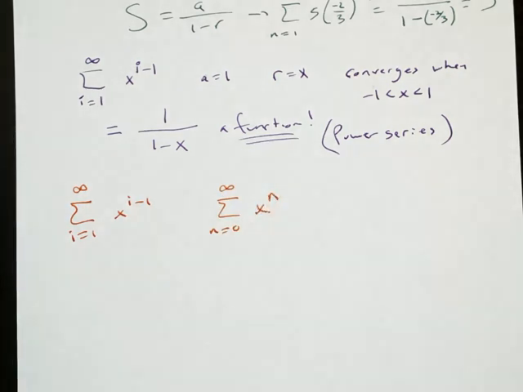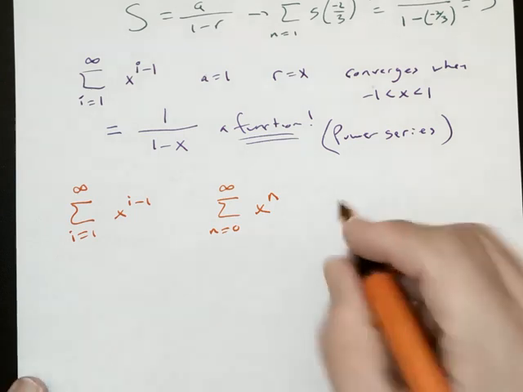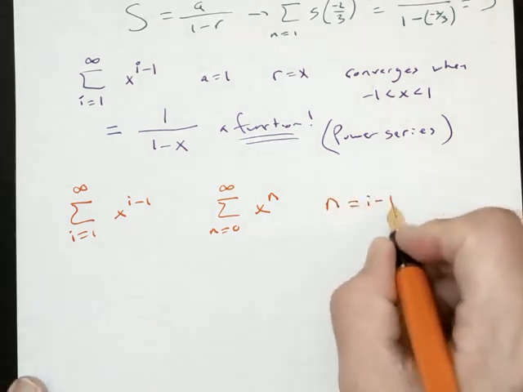I just want to note for a moment that the way I write my series can change. Compare those two to each other. The one on the left is the one we were just looking at, our power series. The one on the right is the same thing. I made a substitution. N is equal to I minus 1.